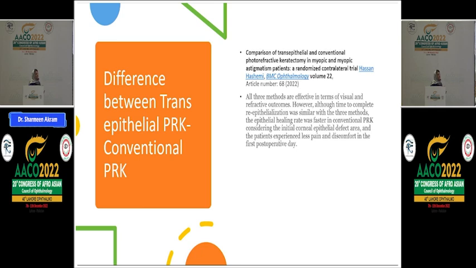Then there was also a comparison between the transepithelial PRKs and the conventional PRK. One study by Hassan had reported that there was faster healing with the conventional as compared to the transepithelial PRK.